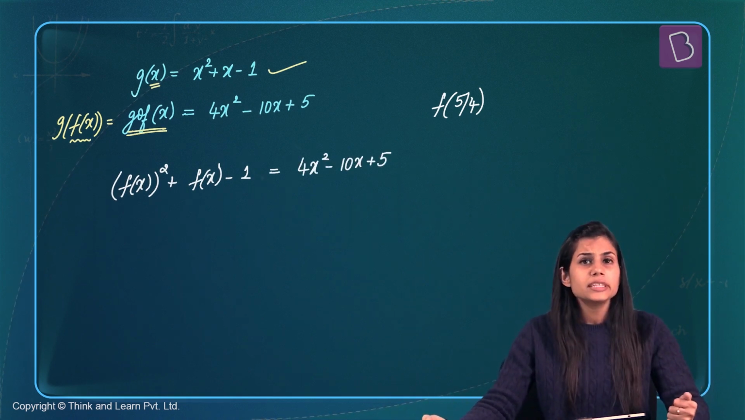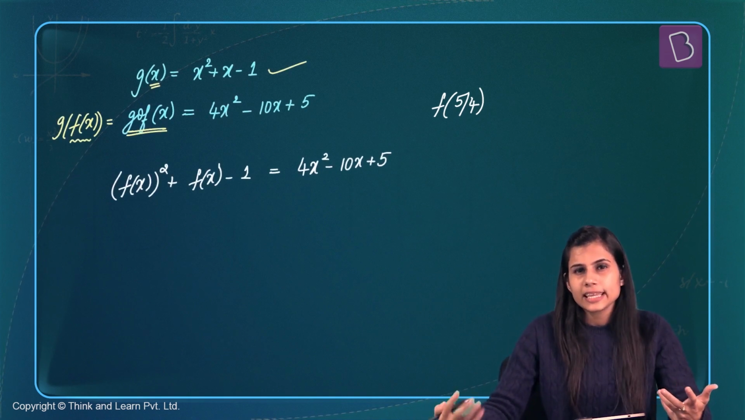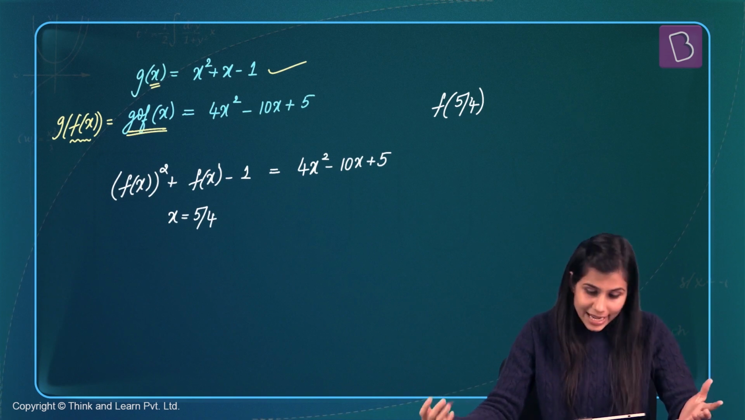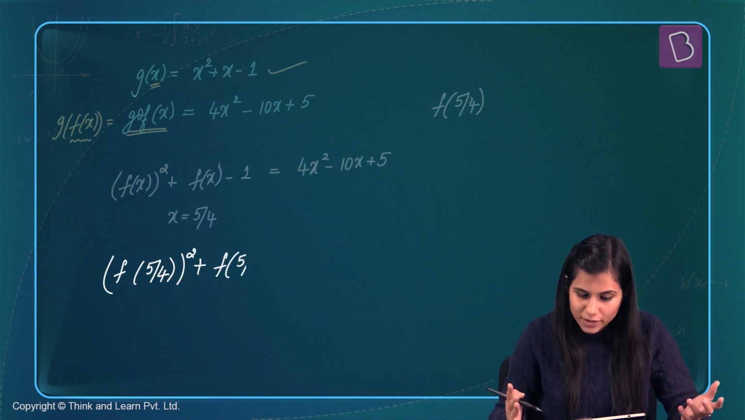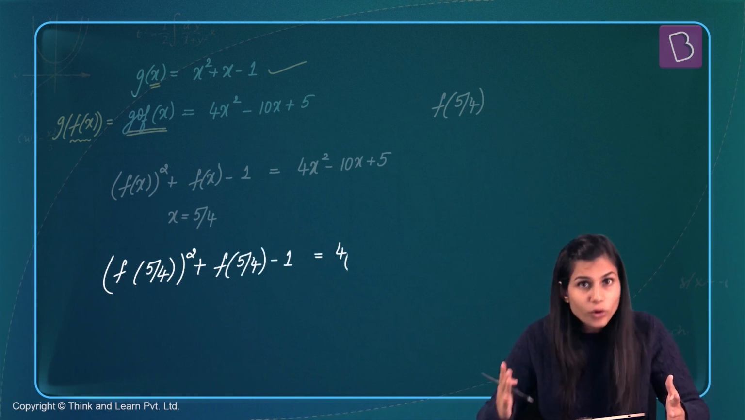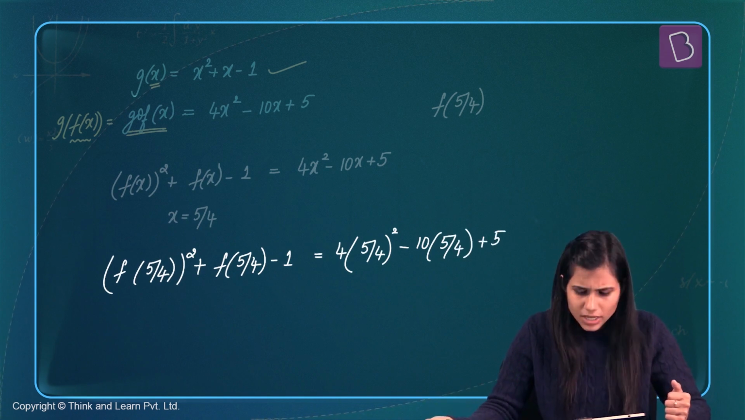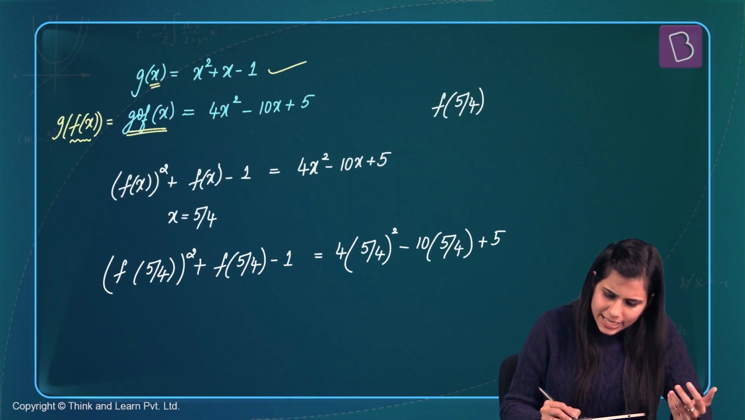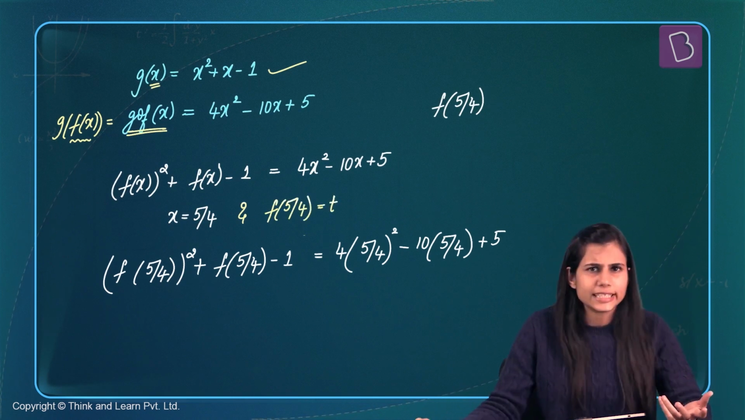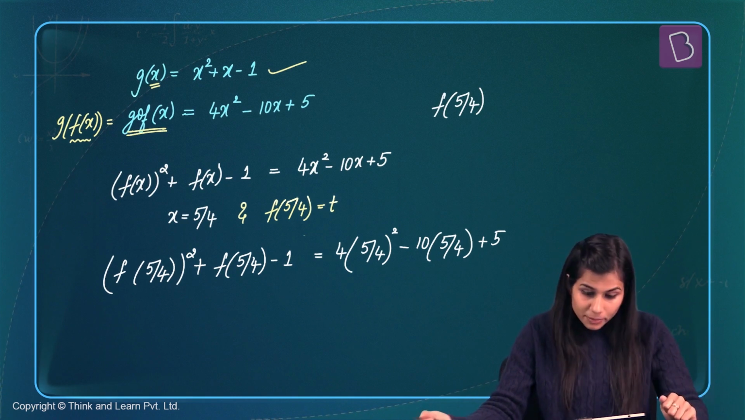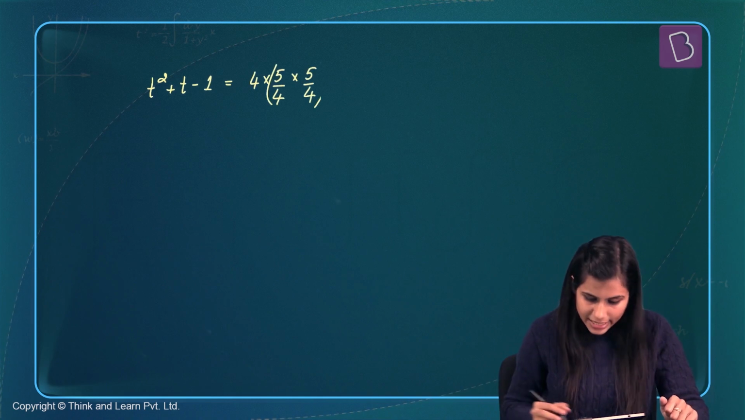Now obviously we are interested in f of 5 by 4. That means the signaling is towards taking x equals 5 by 4. When I do that, the equation becomes f of 5 by 4 whole square plus f of 5 by 4 minus 1 equals 4 into 5 by 4 whole square minus 10 into 5 by 4 plus 5. Obviously, for convenience, let's just take f of 5 by 4 equal to t. So my equation becomes t square plus t minus 1 equals that right hand side.